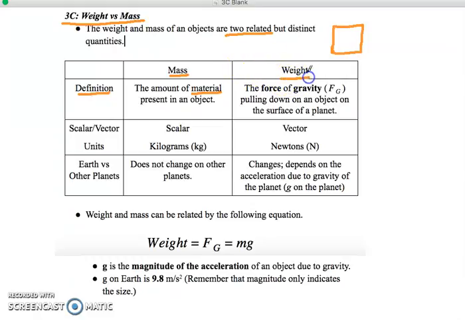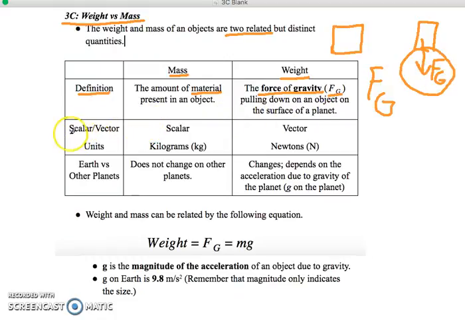Weight is a little bit different. So weight is actually the force of gravity. It's a type of force that's pulling down on an object. So the force of gravity is a new type of force. It has F with the little subscript uppercase G, and that's going to be from a planet. So the force of gravity is the force that's pulling down on the surface of a planet. So if you have a planet right here, you can have an object, and the force of gravity is going to be pulling down on it.